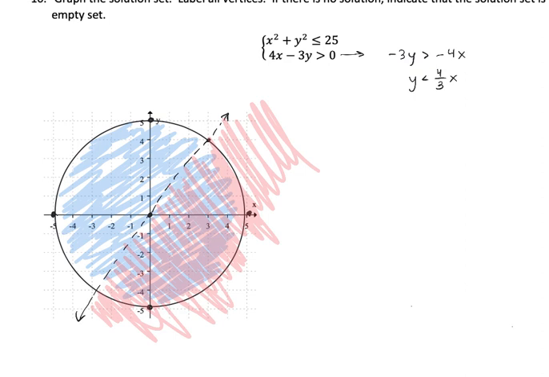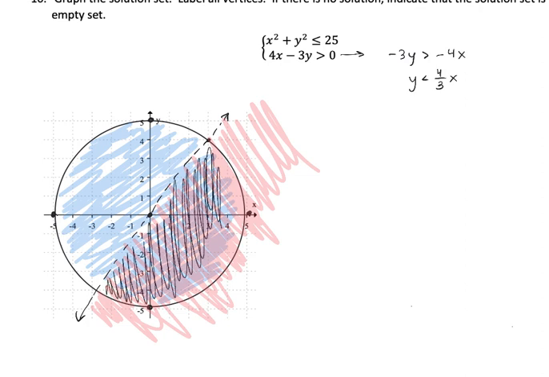So then the area that contains both of the shaded regions is inside the circle on the underneath part of this line. So the solution set is this part of the circle right here.